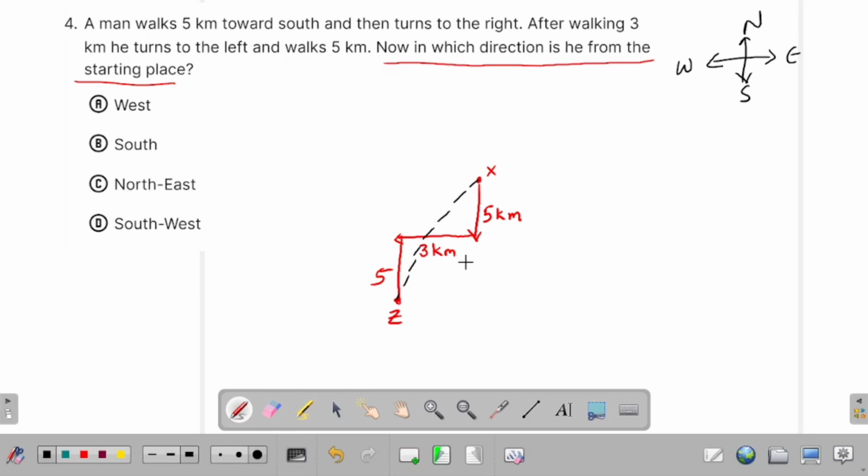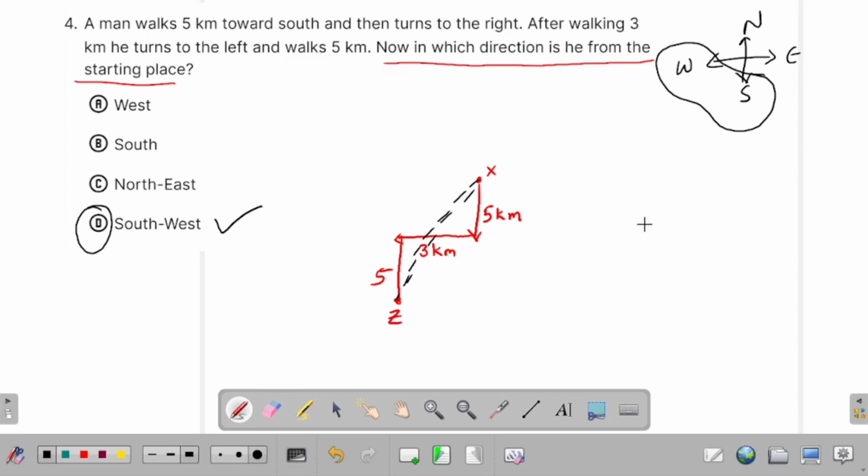So now which direction is he in? Suppose he is here, right? Now he is in which direction? Southwest. Yes or no? With respect to the starting position, he is in which direction? This is the starting position. He is in the southwest direction. Option C is the correct one.